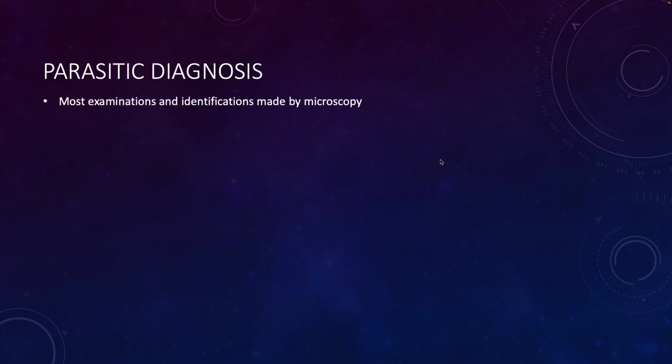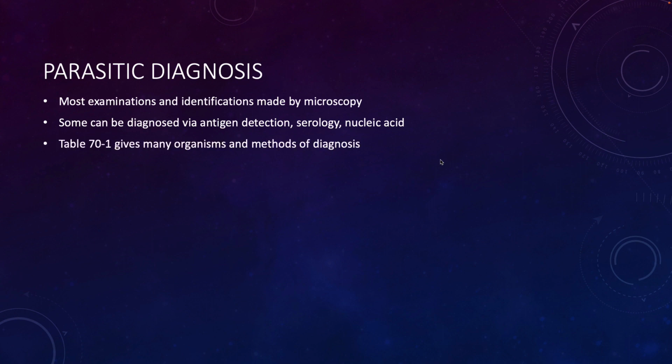For the most part, when we are diagnosing parasitic infections, we're using microscopy, unless it's one of the worms. But even then, to determine perhaps the species of worm, it can be really important to do microscopy. There are some parasites, just like every other type of infection, that can be diagnosed using things like antigen detection or serology or PCR. And there's a table in the newest edition of the text, table 70-1, that gives tons of different organisms and how they can be diagnosed.